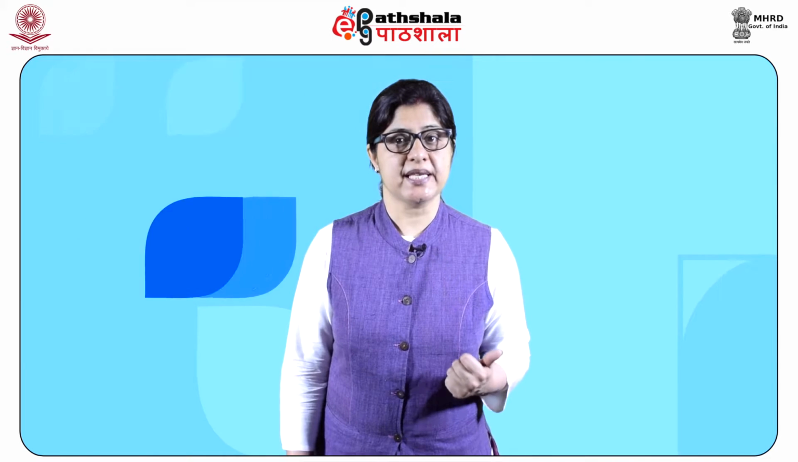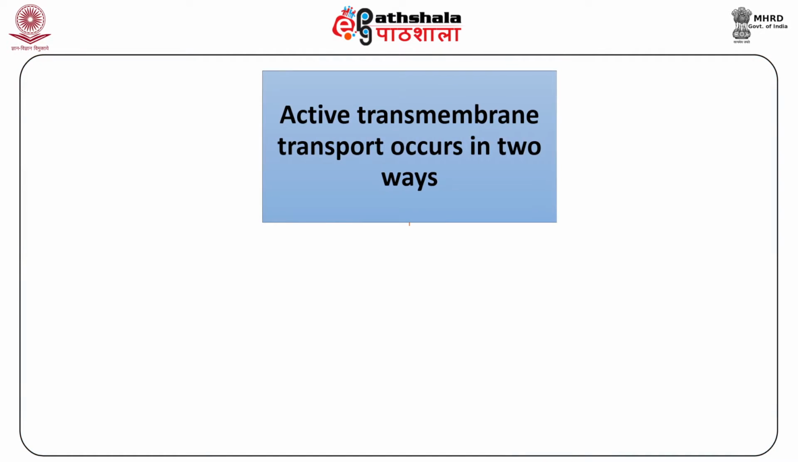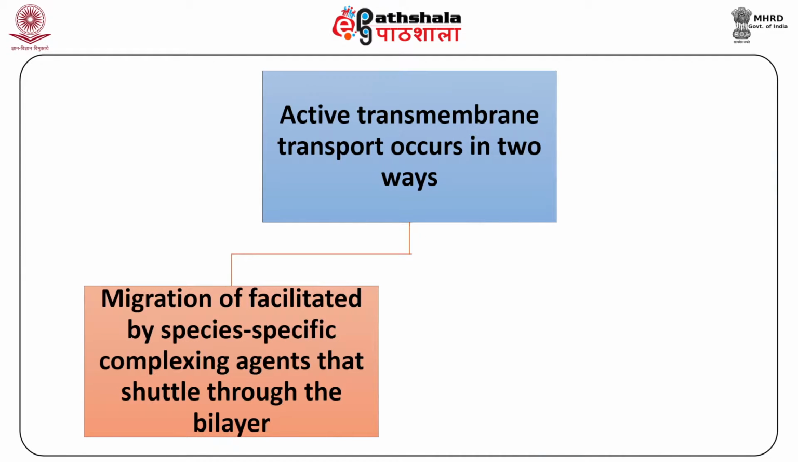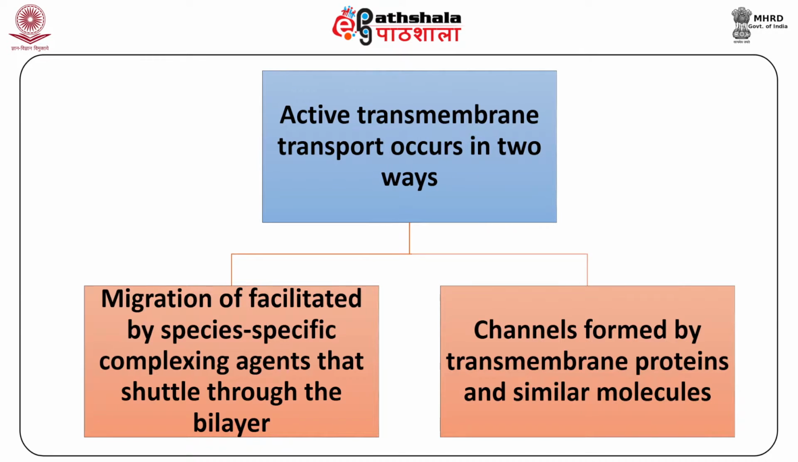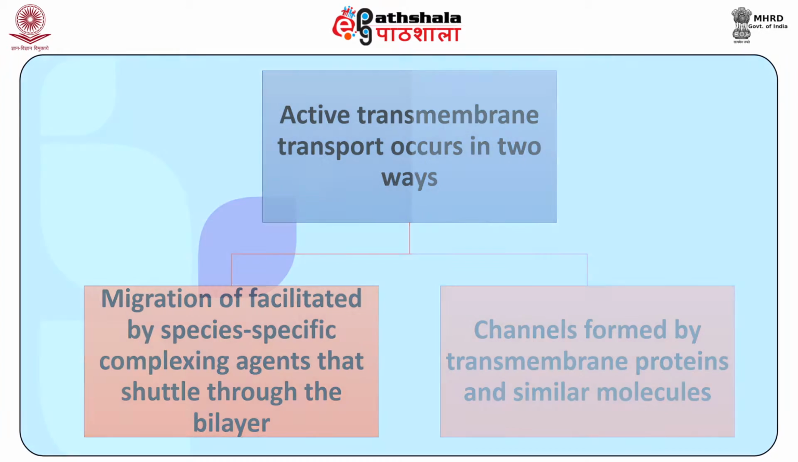The challenge is to use this phenomenon to transport specific ions through this apparently impermeable barrier. Active transmembrane transport occurs in two ways: migration facilitated by species-specific complexing agents that shuttle through the bilayer, and channels formed by transmembrane proteins and similar molecules.